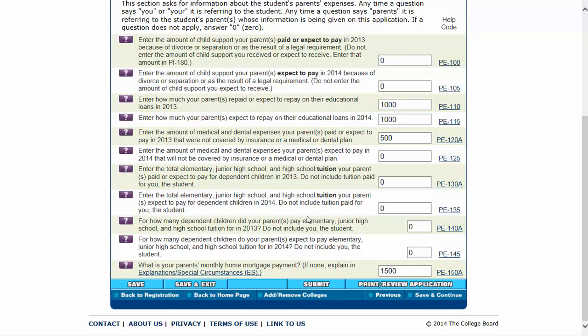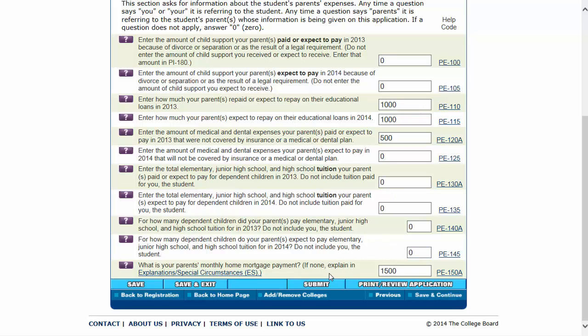This section is about educational expenses. We want to know about expenses your parents may have paid for your siblings, private elementary or high school tuition during the previous year, and what do they expect to pay during the coming year, and for how many people are they covering those expenses. That's what those questions are about.